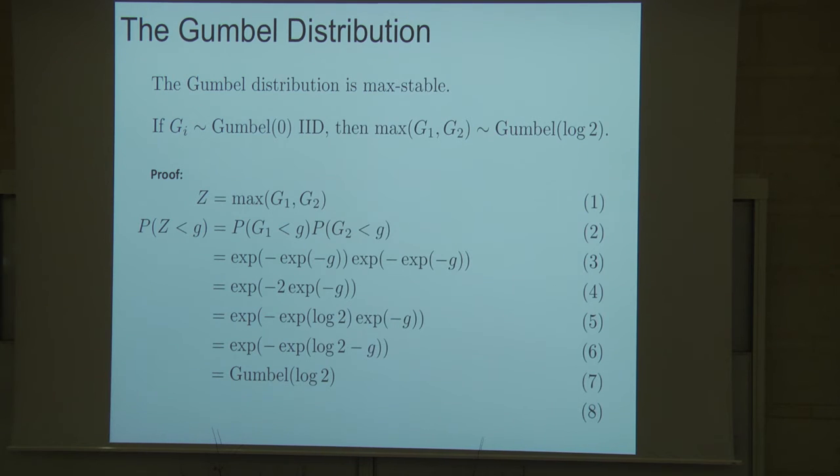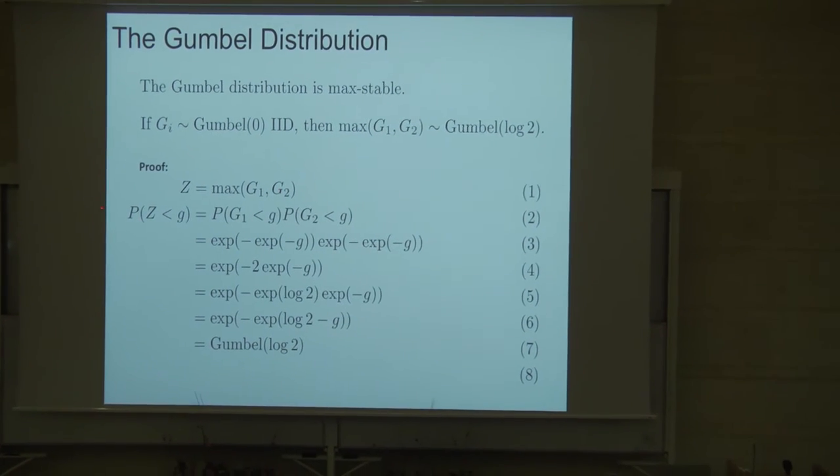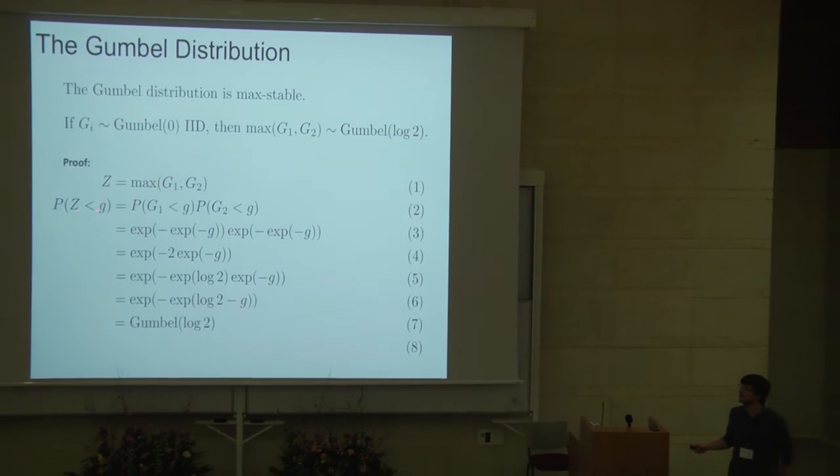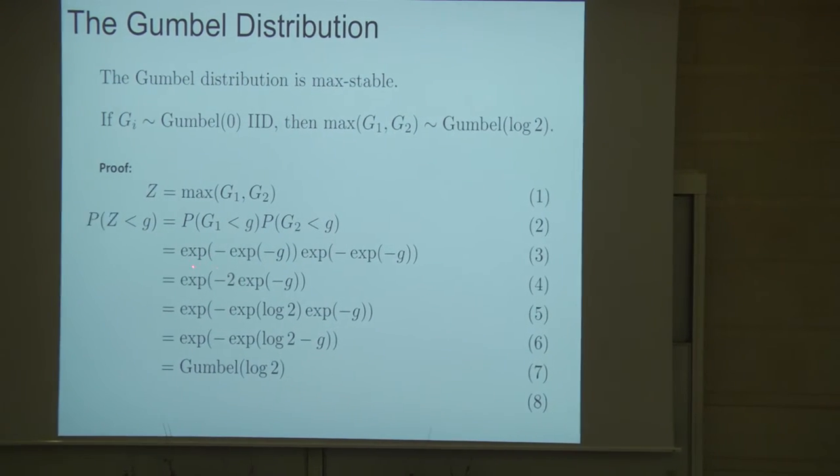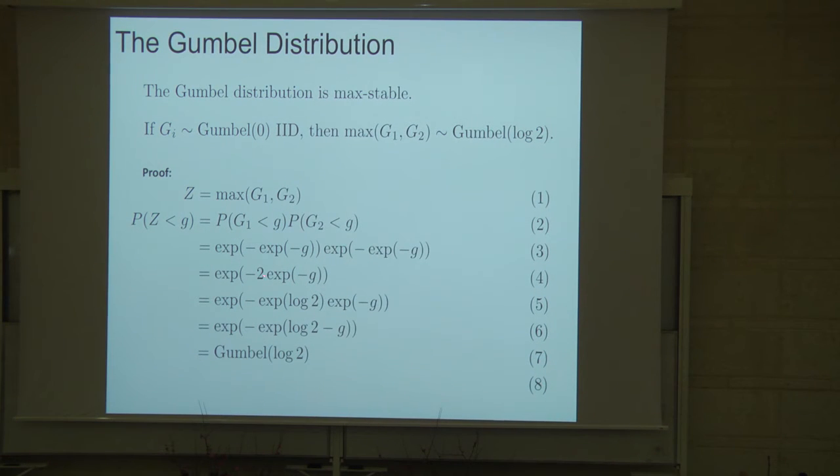The point of this is just to show that these properties arise from simple manipulation of the probability density function. So we want to define this random variable Z, which is the max of G1 and G2. What's the probability that Z is less than some value g? Well, it's just the product of the probabilities that each of the original variables were less than this value. So we take the CDFs of the Gumbel distribution and multiply them together. This is the CDF of one Gumbel, this is the CDF of another Gumbel. You can then combine these together and get two of those. And then all we're going to do is move this 2 to be inside this exponent. So we take the exp of a log, and then we move this inside, and then we get an exp of a negative exp of a log 2 in here. And this is the location parameter of the Gumbel. And so this is a Gumbel with location log 2.